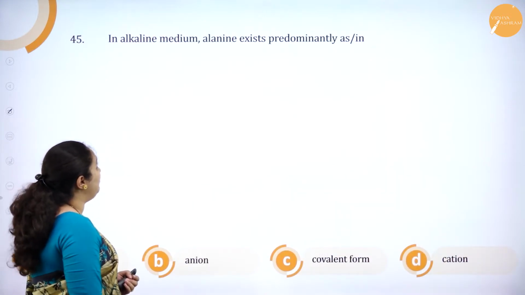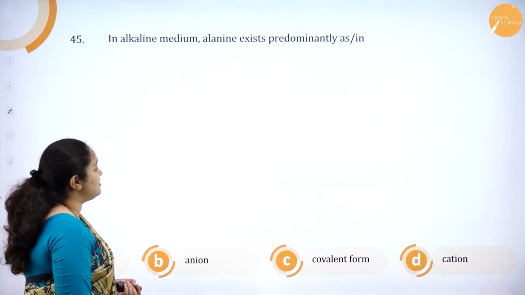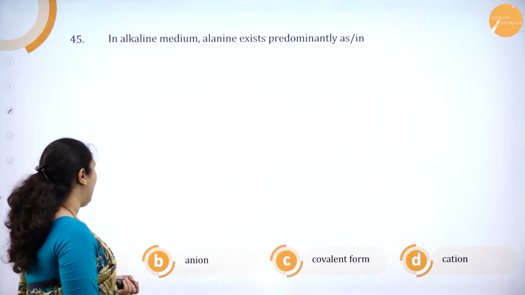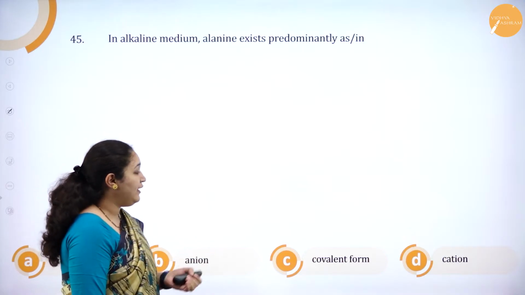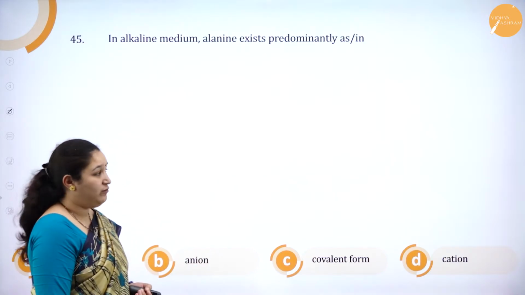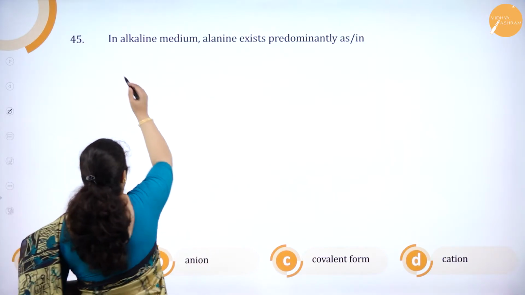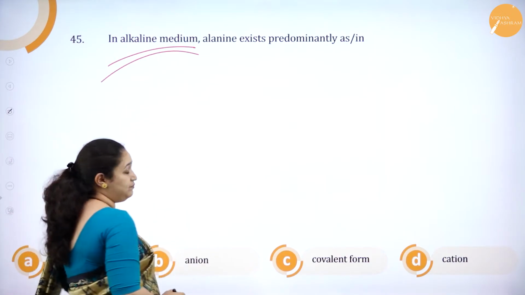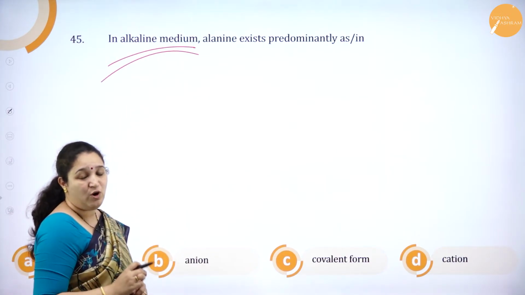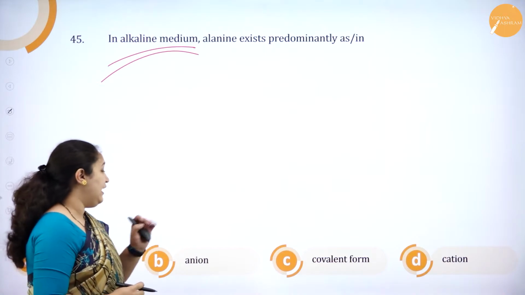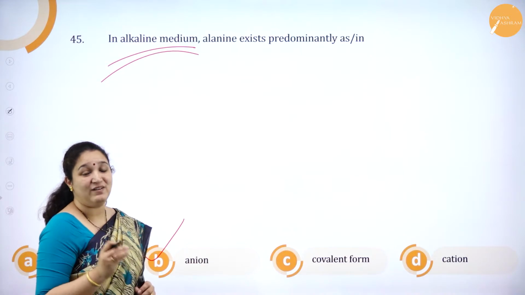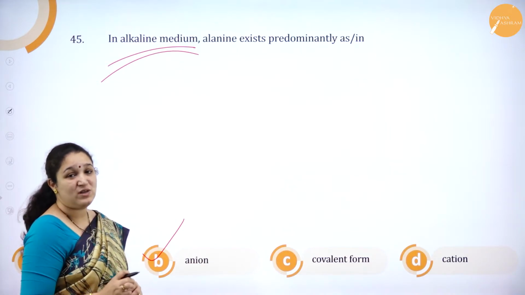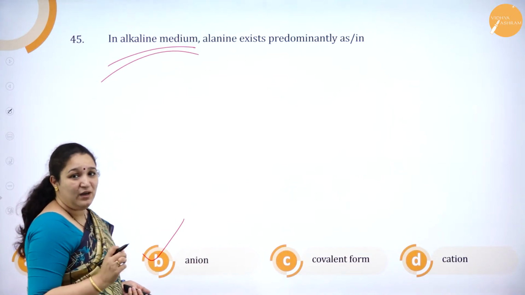In alkaline medium, alanine exists predominantly as or in zwitterion form, anion form, covalent form, or cationic form. So here in alkaline medium, what is the form of alanine? It will be in anionic form. Okay, it will have a negative charge because it is in the alkaline medium.